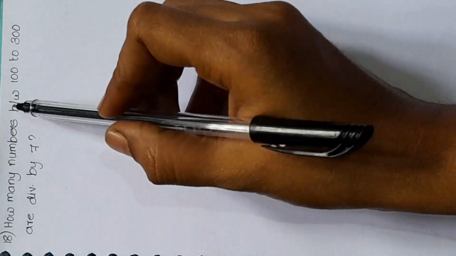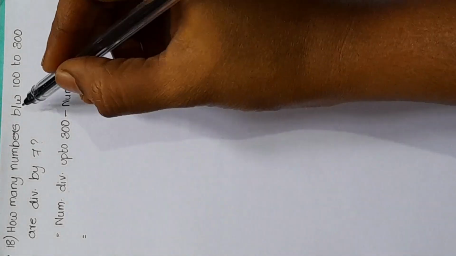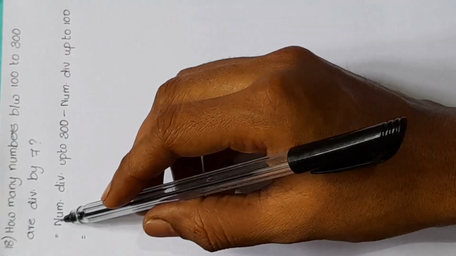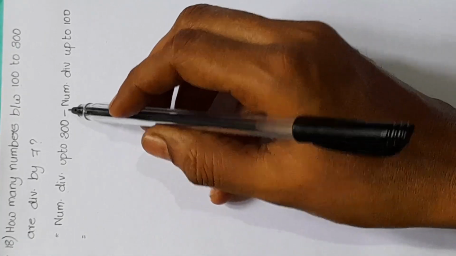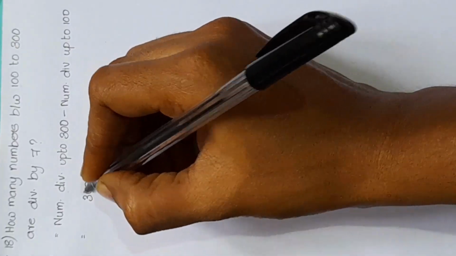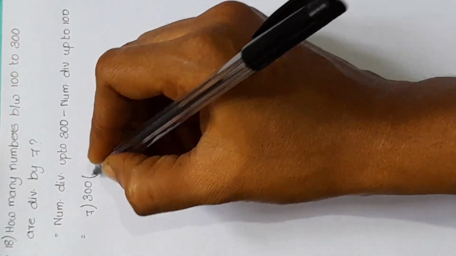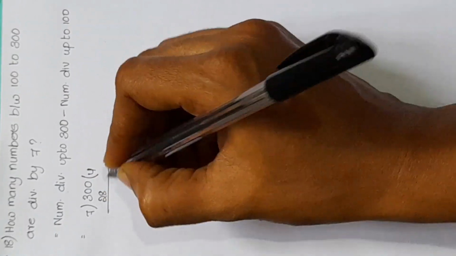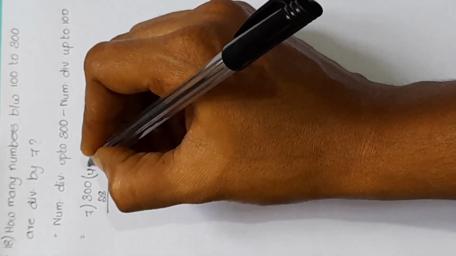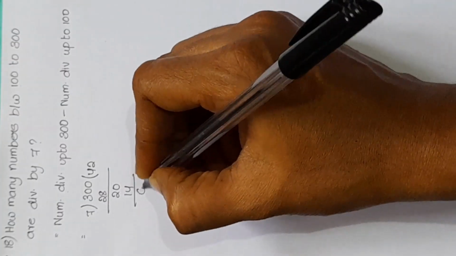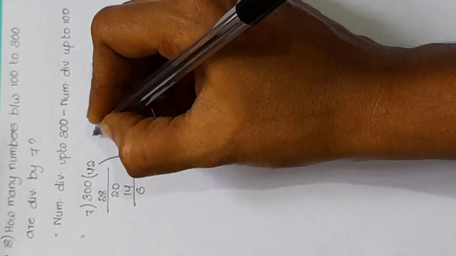Another question, how many numbers between 100 to 300 are divisible by 7? The question is asked only between 100 and 300. We should find the numbers divisible up to 300 minus numbers divisible up to 100. Now divide 300 with 7. 7 into 4 is 28. 2 is the remainder. 7 into 2 is 14. Here we get 42.